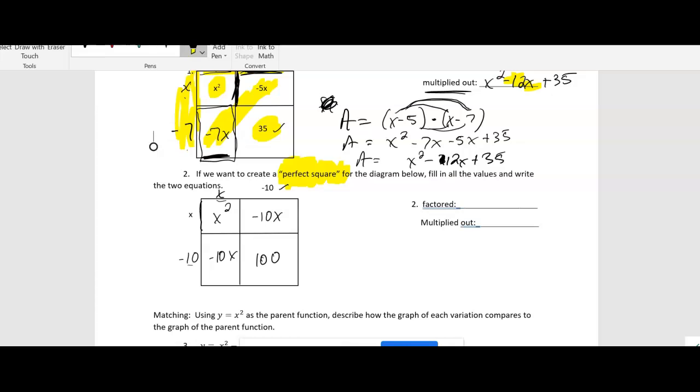So the factored version is just the x minus 10 multiplied by the x minus 10. And then the multiplied out version, if you wanted to actually multiply it out, feel free, but we really could just put the x squared first. And then we know these are always going to be our like terms, so we add those together to get a negative 20x. And then the constant that we ended up with was a positive 100. All right, so there's a few of those. Just know if it's a perfect square, know if it's not a perfect square tomorrow when we do this little quiz.